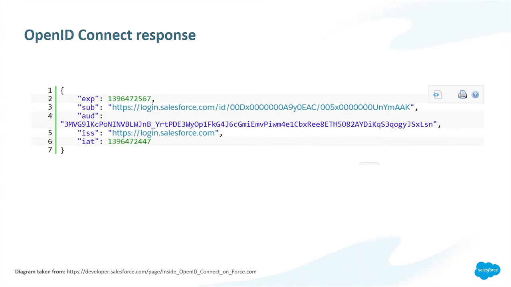The main thing to note is the aud, or the audience parameter, which is returned by Salesforce. It basically corresponds to the client ID that initiated the transaction. So now the app knows that this was the client ID that started the whole transaction. This is how the app can reconcile the identity of the user who initiated the transaction and complete the OpenID Connect transaction.